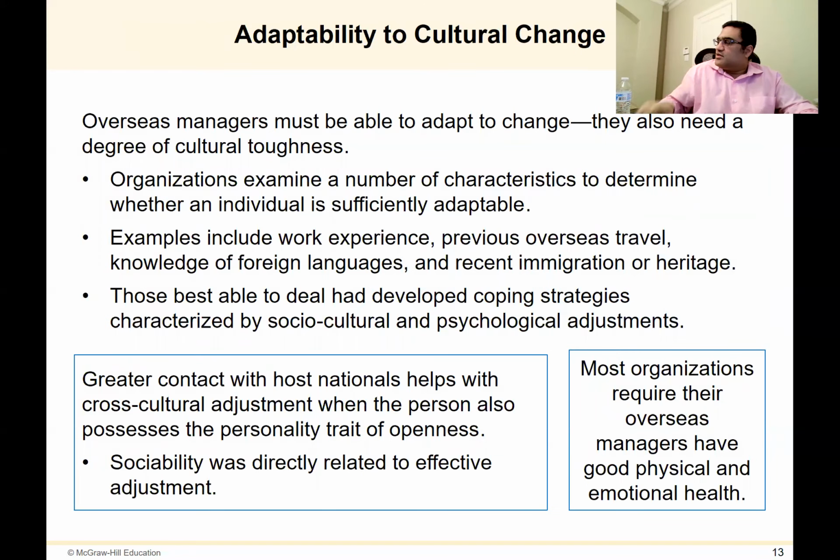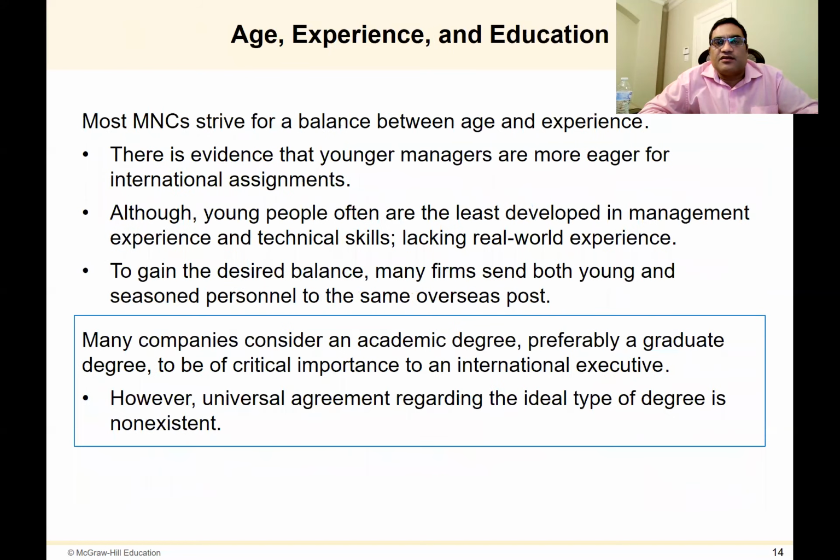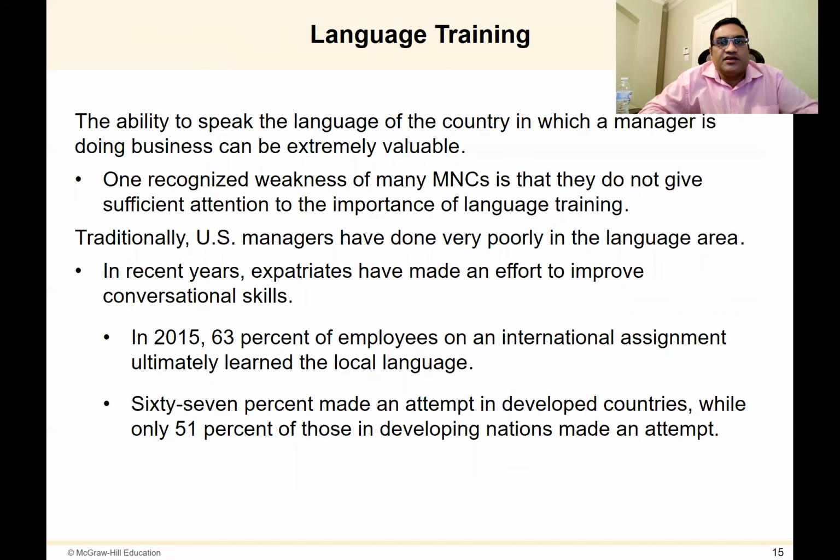And the international operations are, as we've been looking at all these chapters, the biggest challenge is the adjustment to the culture. Huge differences in the culture could also make it challenging. And then the age, experience, educational level of the manager you're sending over there, the language training, how enthusiastic the person is about learning language. If you understand the language, you actually have a much better understanding of what's going on in the culture.